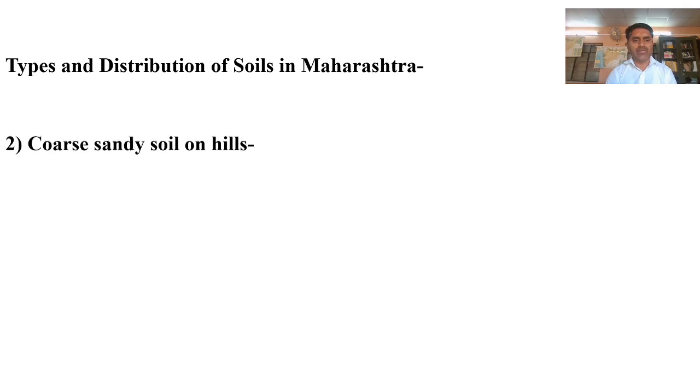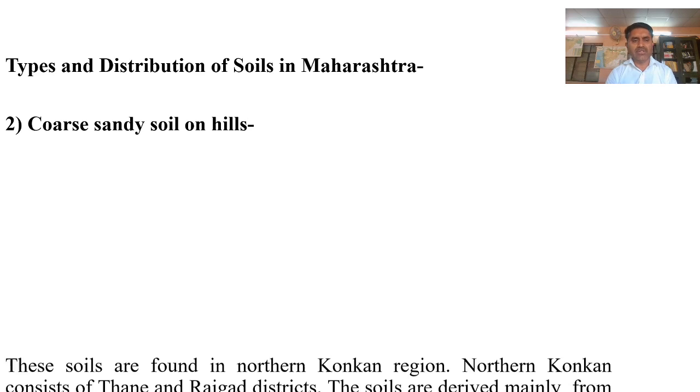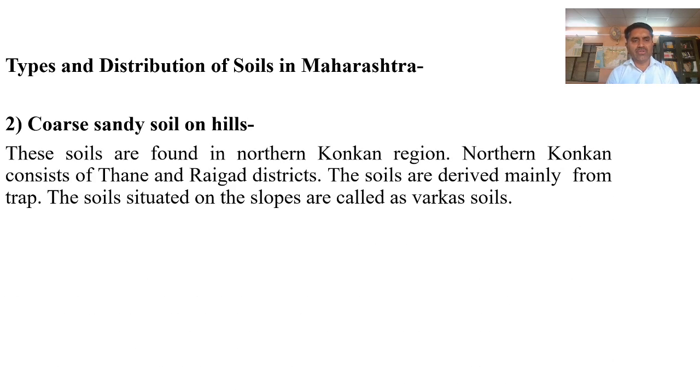Second type, that is coarse sandy soil on hills. Coarse means which is rugged or rough in nature, and particularly sandy, which is found on the hills of Maharashtra. These soils are found in the northern Konkan region. As you know that northern Konkan consists of Thane and Raigad districts, and nearby the coast, these soils are found particularly on the hills. The soils are derived mainly from the trap.